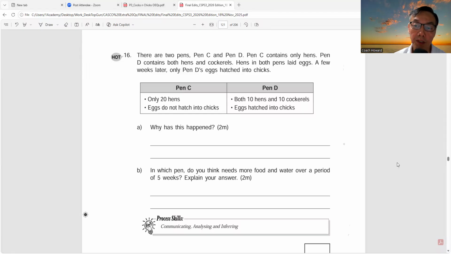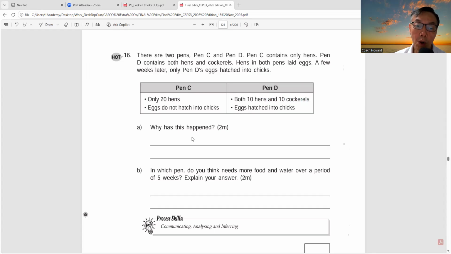So you can see here on the left is pen C. There are only 20 hens. So the student needs to understand that hens are the female chickens, and these eggs do not hatch into chicks. In pen D, there are both 10 hens and 10 cockerels. Cockerels are the male chickens. So the eggs can be hatched into chicks.